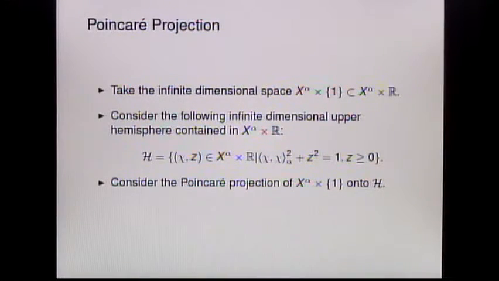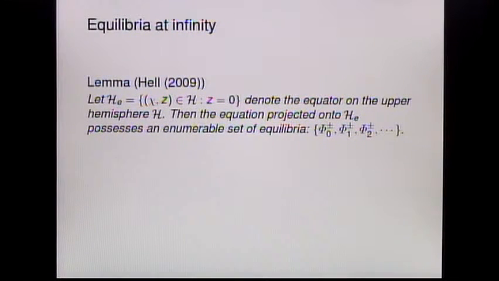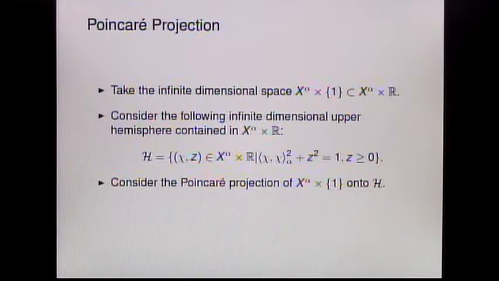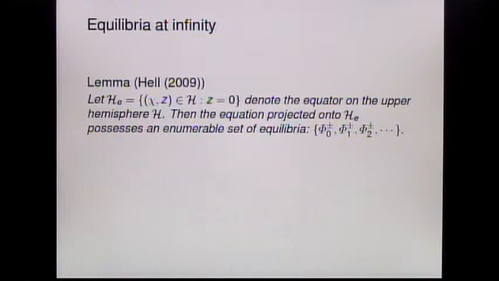So if you want to study the dynamics of our equation at infinity, we basically want to study our equation projected onto the equator of this upper hemisphere H. And this was basically done by Juliana Fernandes in 2009. And she was able to prove that by projecting our equation onto the equator of this upper hemisphere H, there is an innumerable set of equilibria on this equator. So what we have is the following. The infinity of our space X alpha is projected onto the equator, and on the equator we have the existence of these equilibrium points here.